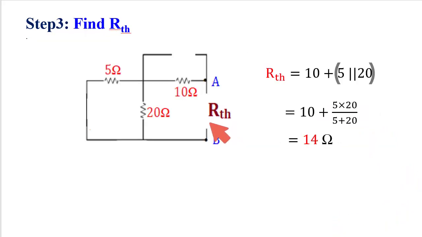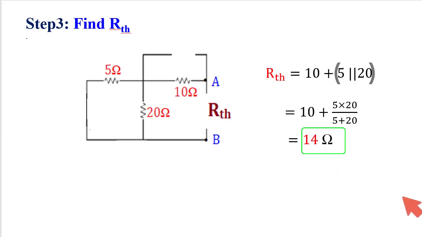Now how to calculate RTH? If we start from A, this is 10 ohm. At this point we get two paths, one is 5 ohm, another one is 20 ohm. These two are connected at a particular point. So no doubt 5 and 20 are in parallel. So the equivalent of this 5 and 20 will be connected in series with 10 ohm. So ultimately 10 plus 5 parallel 20, we get 14 ohm.